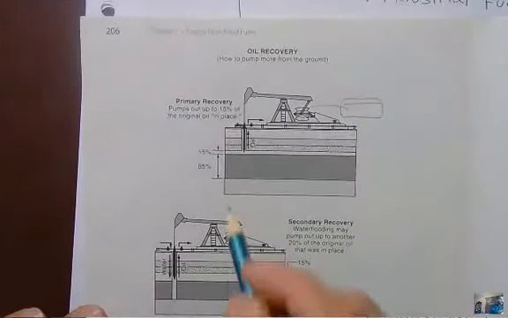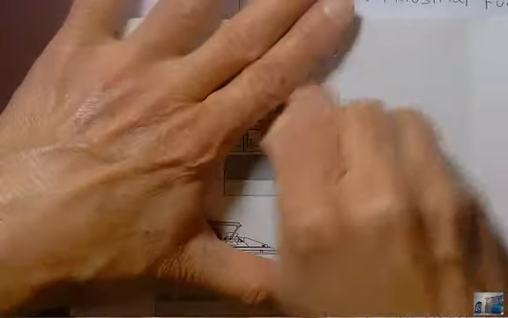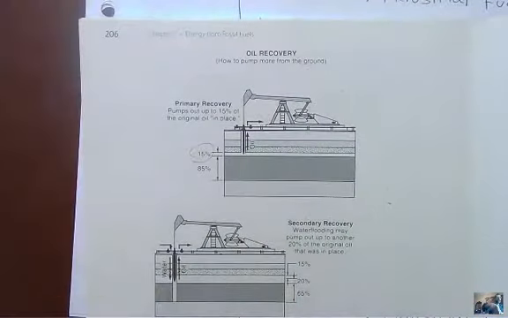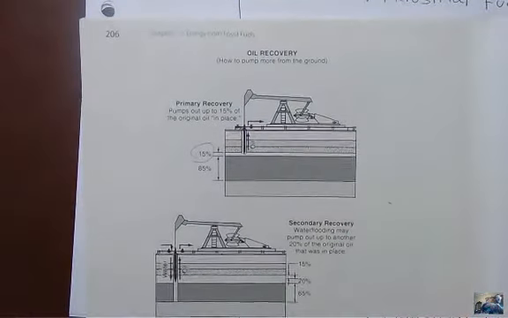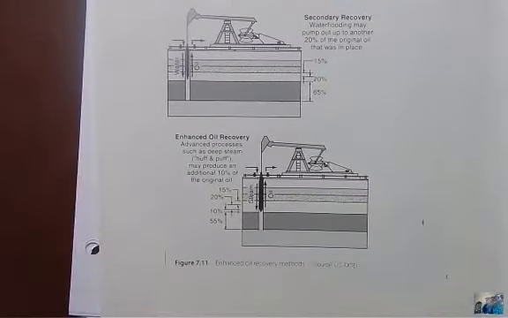All right, so after that first 15% is gone from the primary recovery, what are you going to do next? You don't want to leave 85% of the oil still in the ground. That would be pretty wasteful, right? You made this big hole in the ground. How are we going to get the rest out? Okay, so the second thing you do is called enhanced oil recovery.